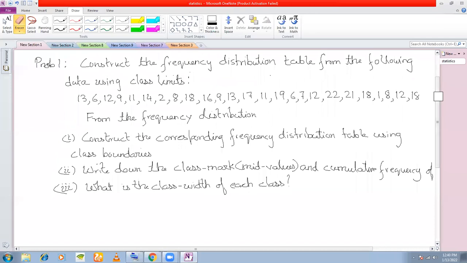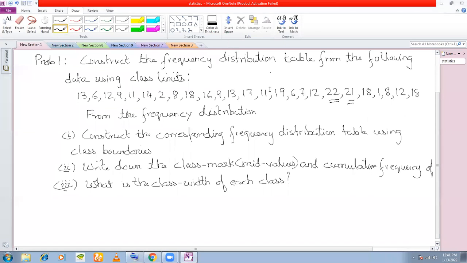Now you see, you have a quick look at the data. In order to determine how to organize the data, you have a quick look at the data and you determine the highest and the lowest values. What you see is the highest value in this data is 22. Okay, so what you do is you take note of these two observations. The highest observation is 22, right, among all.